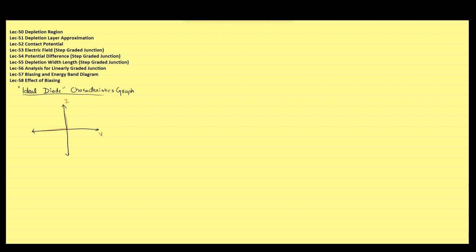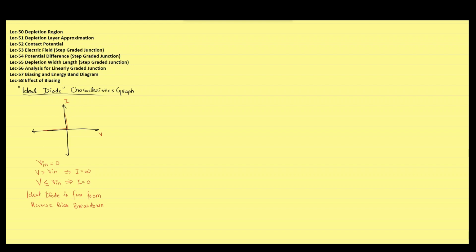From the graph you can see that the cut-in voltage is equal to 0, and when the voltage is greater than the cut-in voltage, then the current passing through the diode is infinite, and when the voltage is smaller than or equal to the cut-in voltage, then the current is equal to 0. You can also see that there is no reverse breakdown mechanism in the ideal diode.